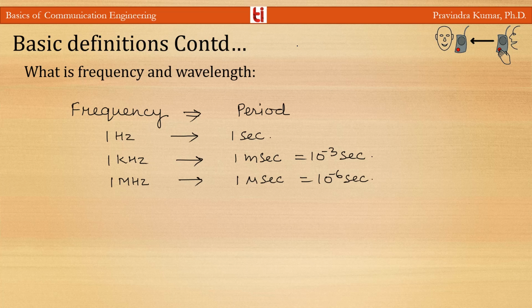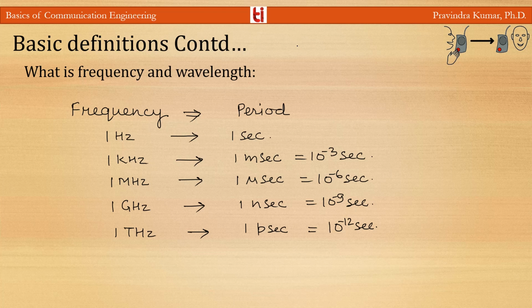And 1 megahertz is equivalent to a time period of 1 microsecond, or 10 to the power minus 6 second. 1 gigahertz is 1 nanosecond, or 10 to the power minus 9 second. 1 terahertz is 1 picosecond, or 10 to the power minus 12 second. Here 10 to the power minus 3 second means 1000 cycles are completed in 1 second. So this is the relation between frequency and period.